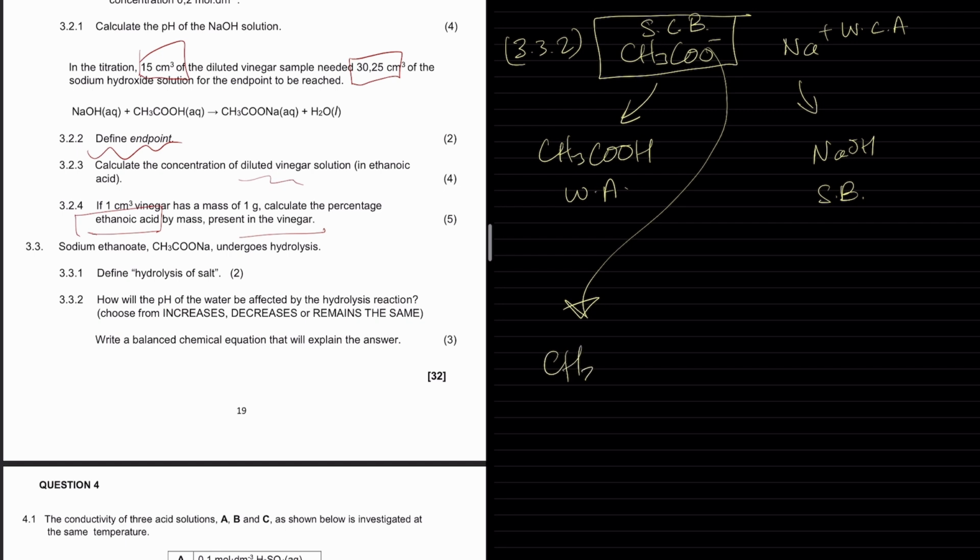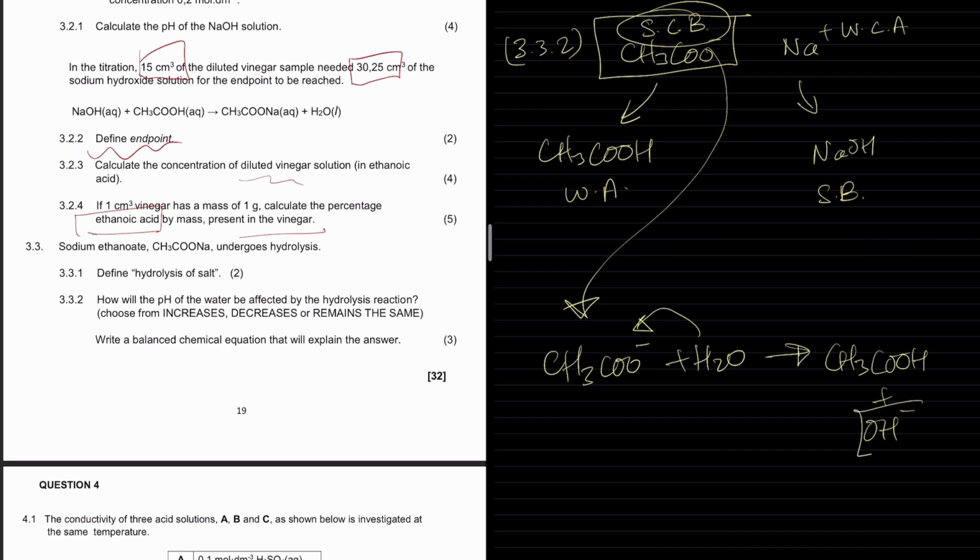So CH3COO- is going to react with water. Since it's a strong conjugate base, and bases accept protons, a hydrogen is going to go there. You're going to get CH3COOH plus OH-. The presence of the OH- means that the pH is going to be greater than 7. They want to know, will the pH increase, decrease, or remain the same? The pH will increase.